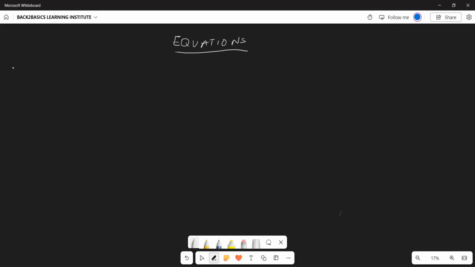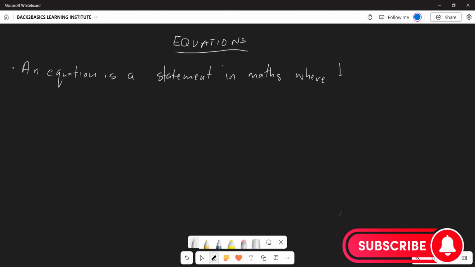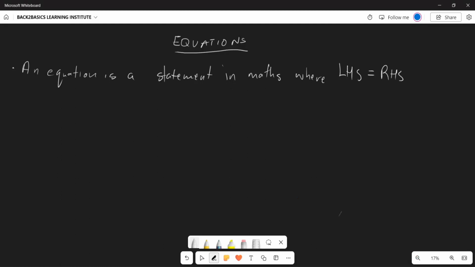Basically, an equation is a statement in maths where your left-hand side is equal to your right-hand side. So this means left-hand side, this means right-hand side.